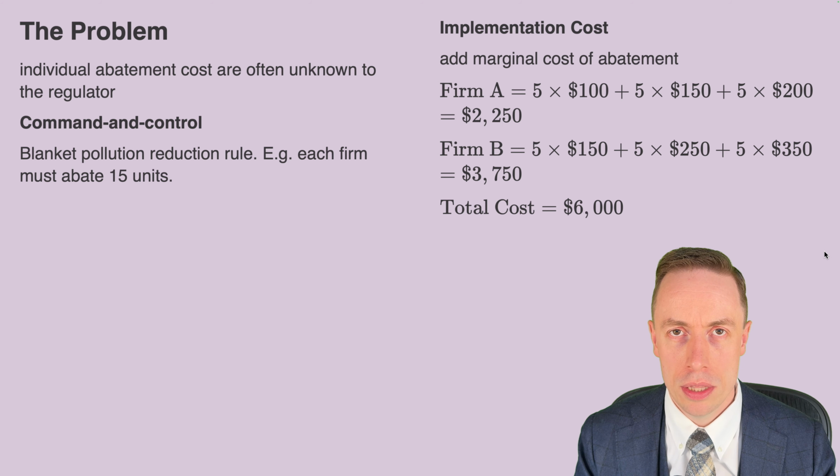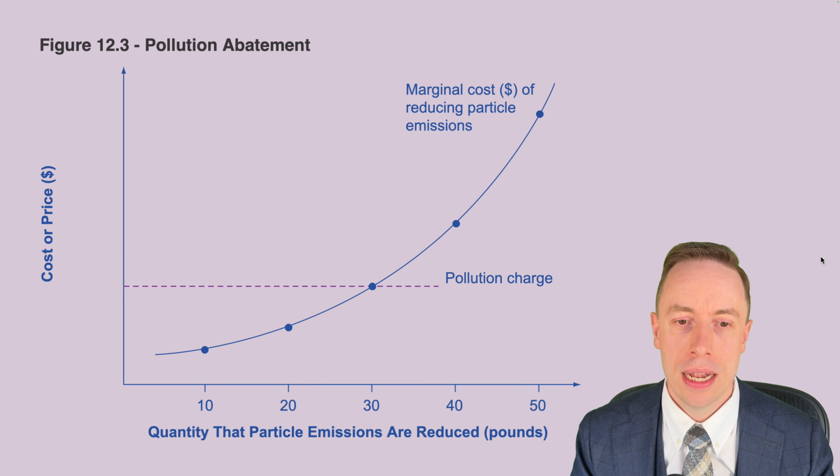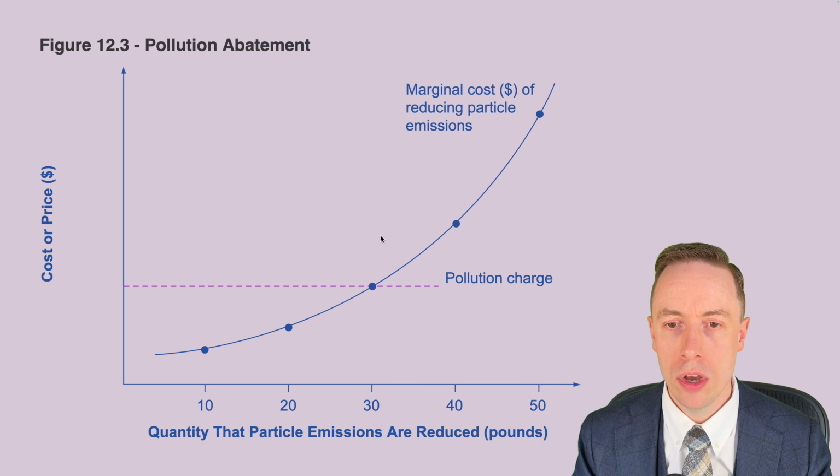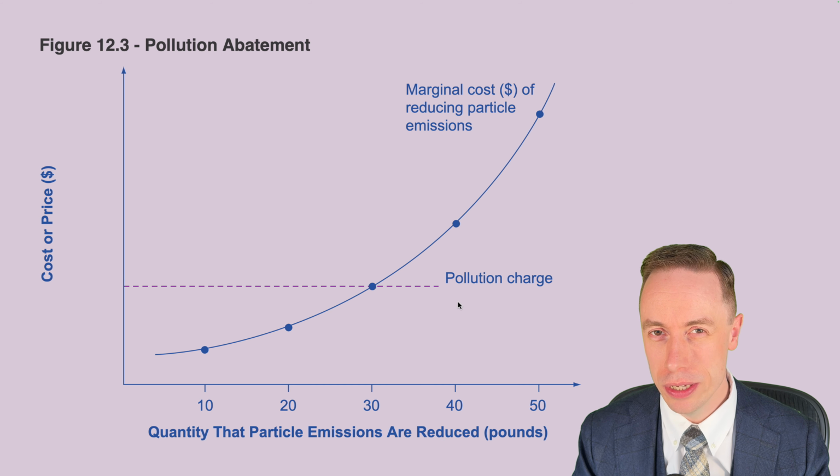So here's our next approach to abating pollution. Instead of saying, let's reduce by 30 units, instead of focusing on the quantity, we are going to introduce a pollution charge or tax, where we put a tax cost on each unit of pollution, thereby creating an incentive for firms to cut.